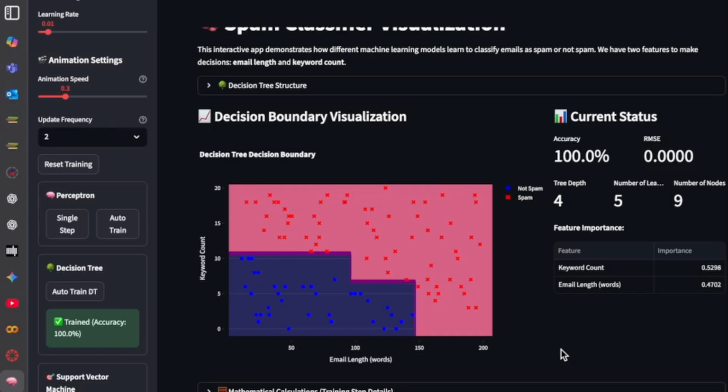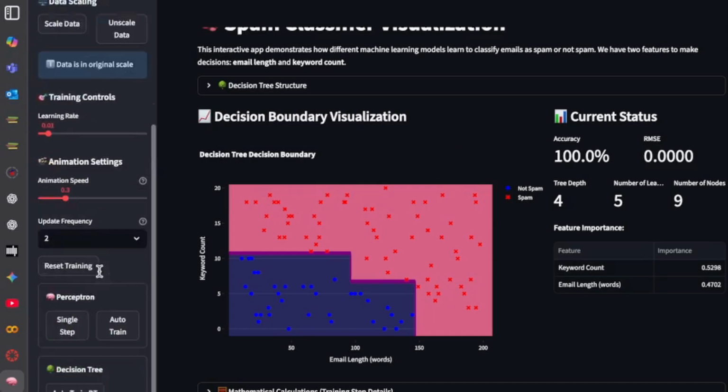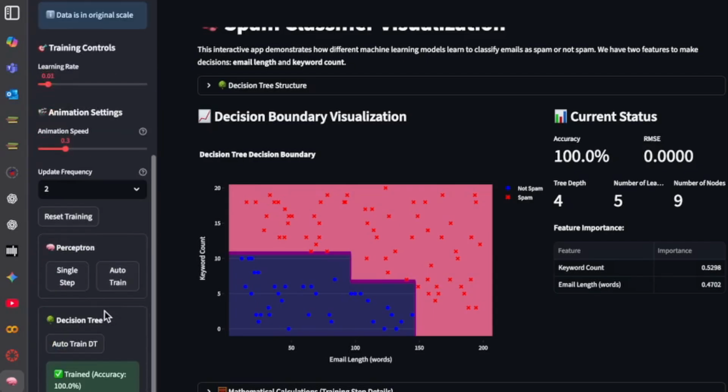So decision trees can be very powerful, especially when used in a random forest, which is kind of randomizing the different data, creating a bunch of decision trees, and then using the best, or the combination of those answers. And it also shows you the feature importance here. So the keyword count was slightly more important than the email length, which makes sense. I can see how that would be more important.